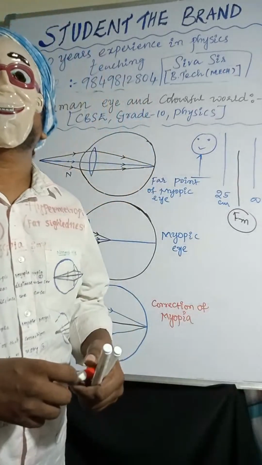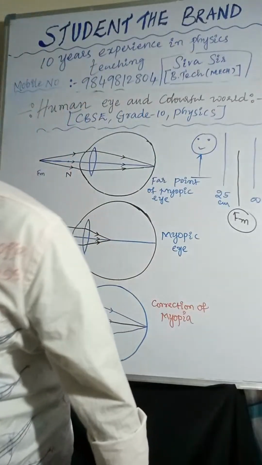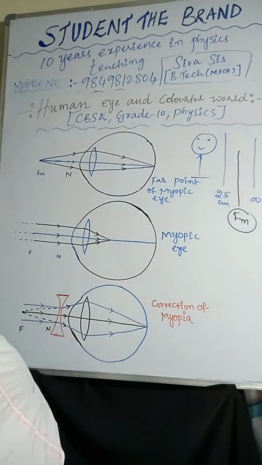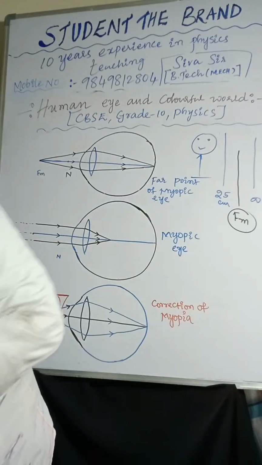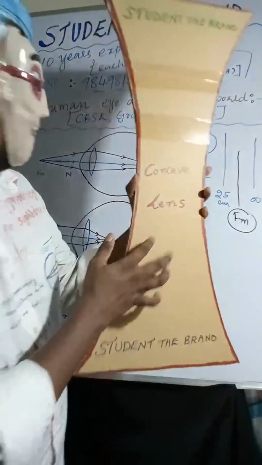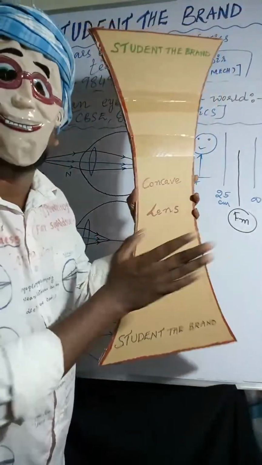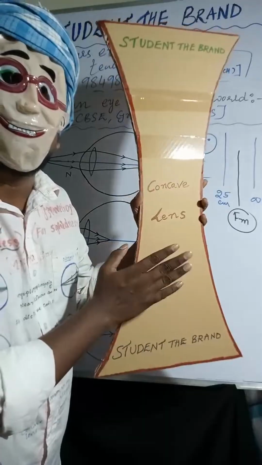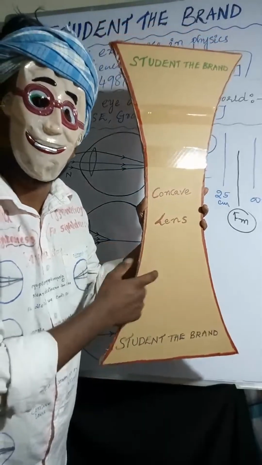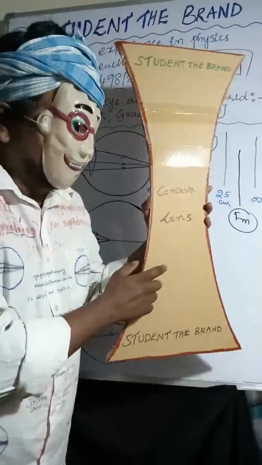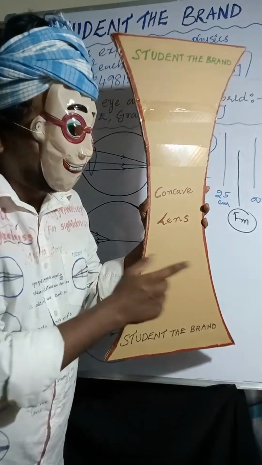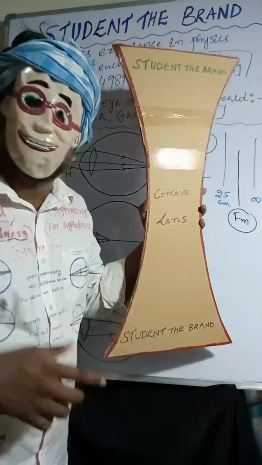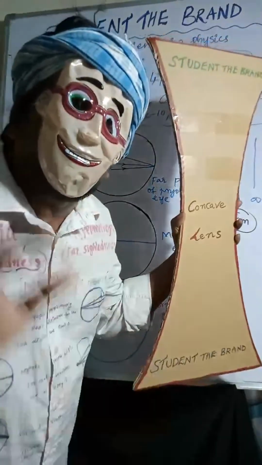So now we can observe what we are considering here. This is the concave lens. For correction of myopia, we are using a concave lens. Yes or no? We are using a concave lens to correct the defect of myopia.